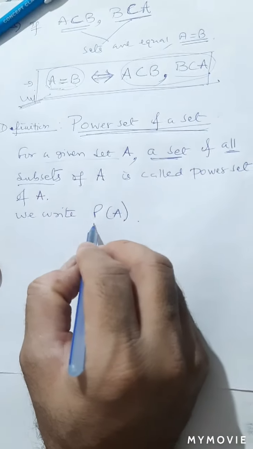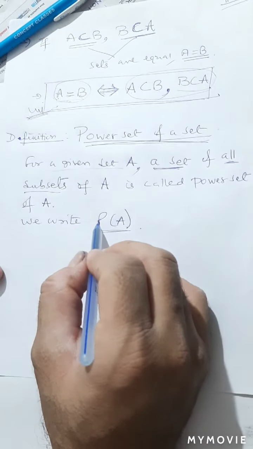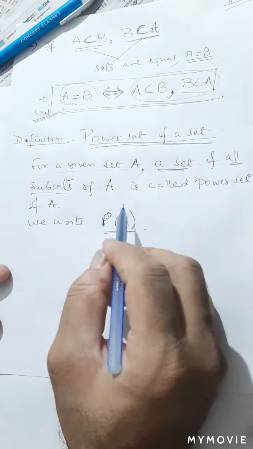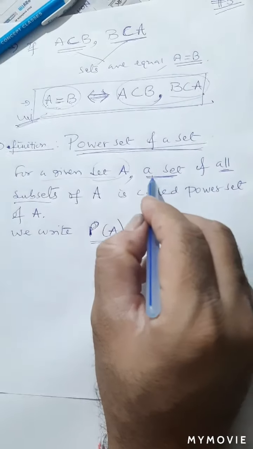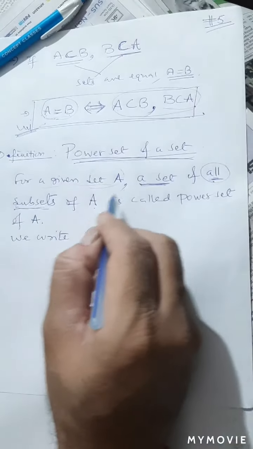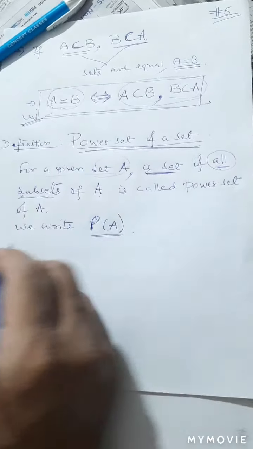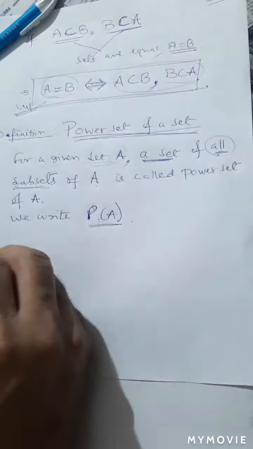P of A. It's a symbol for power set of A. Don't get confused with probability of A, remember. So I repeat, what is power set? You take a set and then you list all subsets of the given set A. That's called the power set. So here the members of the power set are all subsets of the given set.